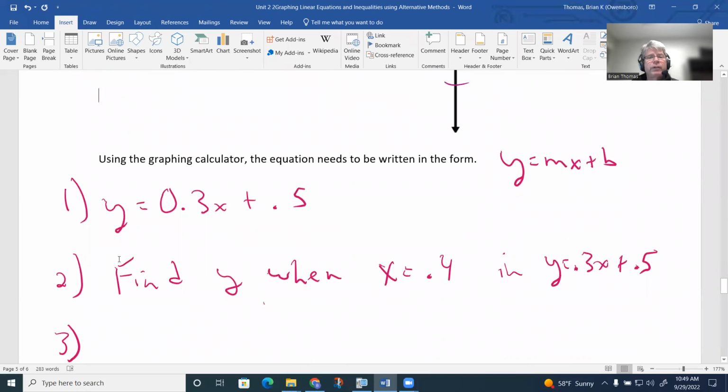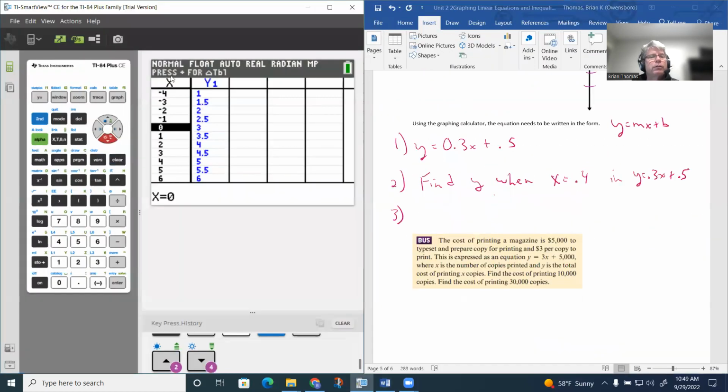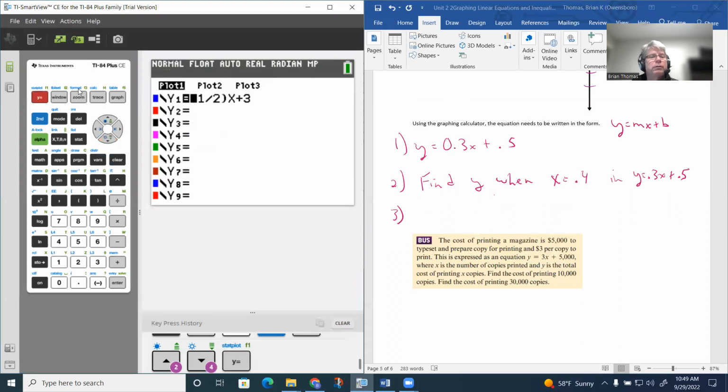So we also could use a graphing calculator to graph the equation of a line as well. So if we take a look at this problem, we have y equals 0.3x plus 0.5. So I could type in using the y equals button. I clear that off. I can put this 0.3x plus 0.5 into the calculator, and I can graph it.